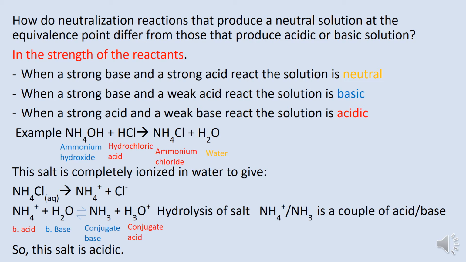How do neutralization reactions that produce a neutral solution at the equivalence point differ from those that produce acidic or basic solution? Here it depends on the strength of the reactants. We can say when a strong base and a strong acid react, the solution is neutral. So the salt that we get is a neutral salt.